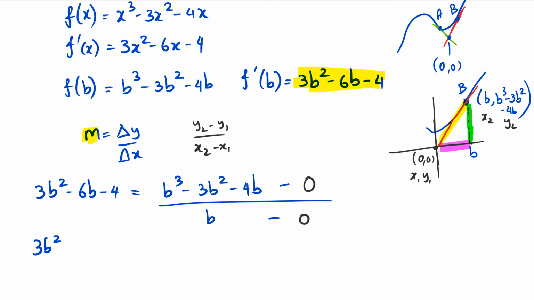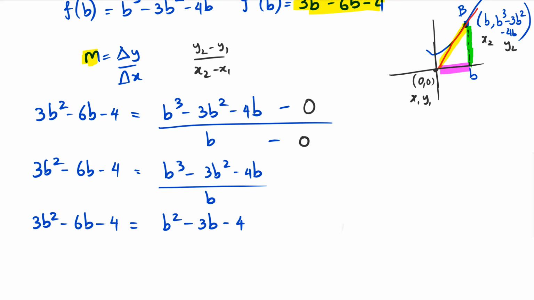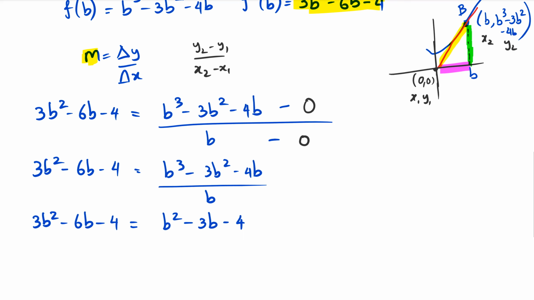So we can actually write this as 3b squared minus 6b minus 4 equals b cubed minus 3b squared minus 4b, all divided by b. And of course now we can start getting rid of each one of those b's in the numerator because we're dividing by b. This will become b squared minus 3b minus 4. So far so good. Then what we can do is rearrange this.